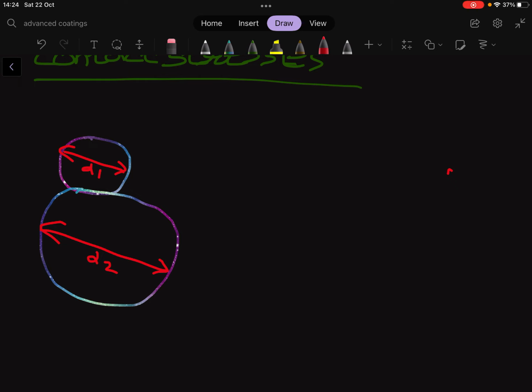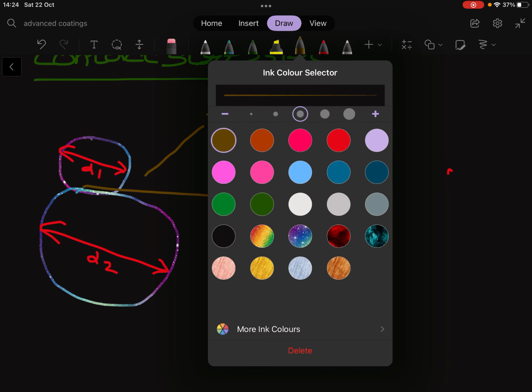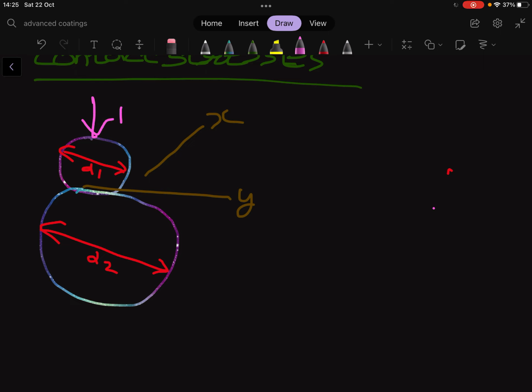And suppose this is the x-axis and this is going towards the y-axis and it's subjected to a load F.